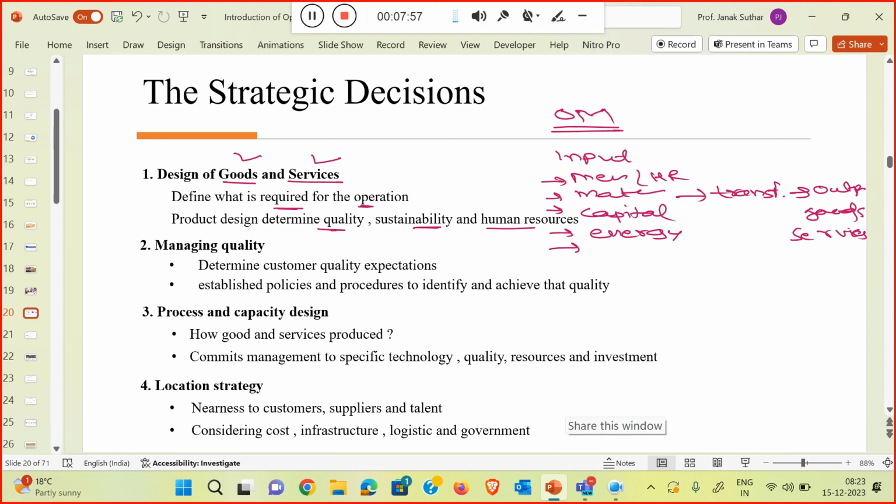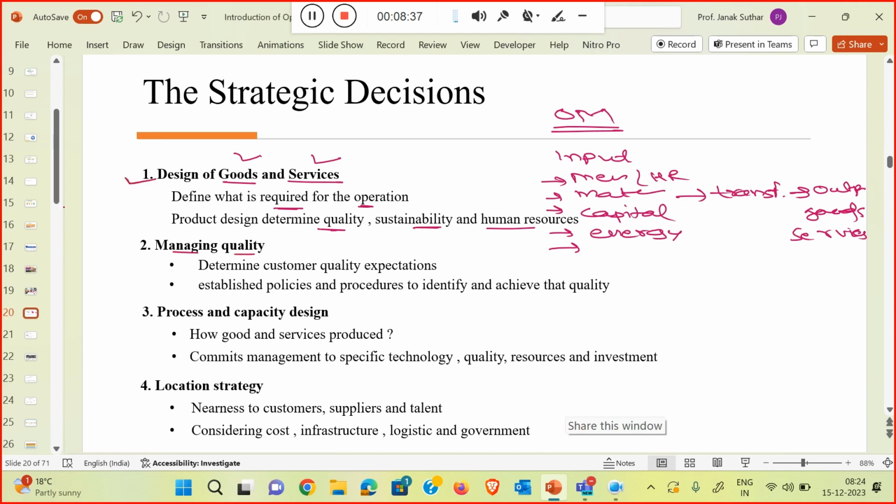If you want to create this particular pen, how much manpower is required, what type of machine is required, what type of capital, what type of material, what type of energy is required. So that entire thing comes into the design of goods and services. It means you need to define the input requirement. Any doubt? No, sir. Okay.